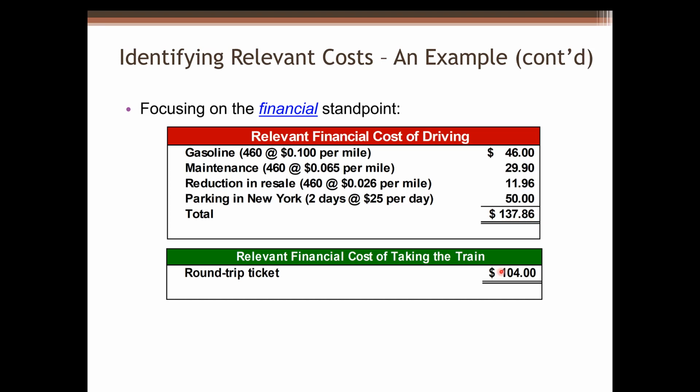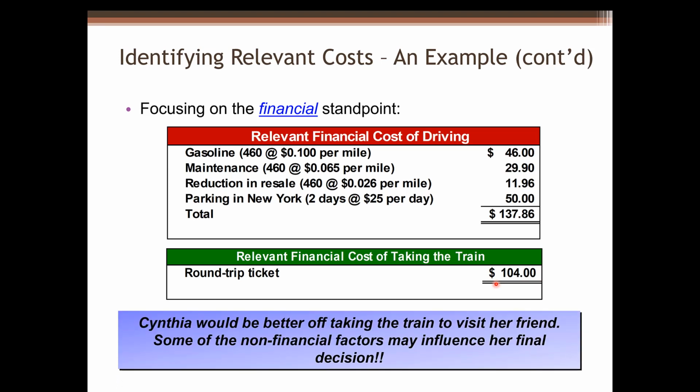$137.86. If Cynthia takes the train to New York, the round-trip ticket is $104. Obviously, Cynthia would be better off taking the train to visit her friend. The cost is lower. Well, when Cynthia makes her decision, some of the non-financial factors may affect her decision. So she will make her final decision based on both financial and non-financial factors.